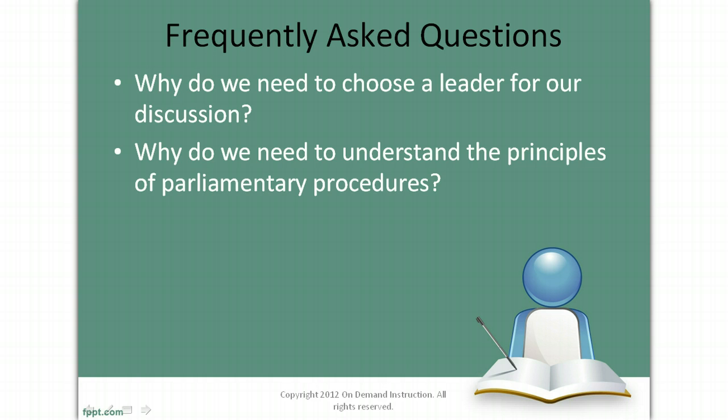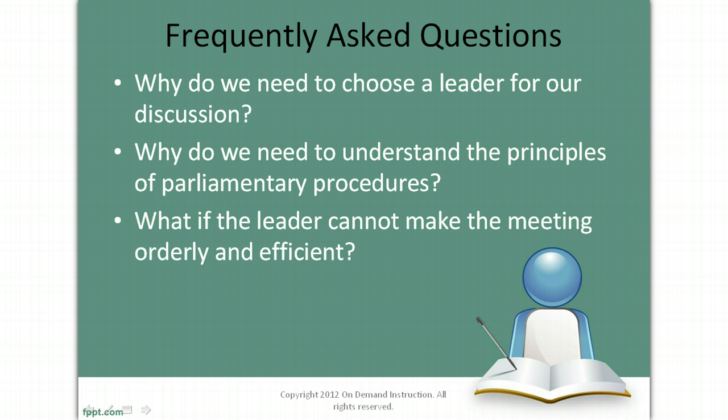It provides rules by the majority, while at the same time guarantees the right of the minority. These principles guarantee the meeting will be conducted in an orderly and efficient manner by providing rules that must be followed by everyone attending the meeting. What if the leader cannot make the meeting orderly and efficient? A leader presides over a meeting. If a leader cannot perform his duties, members can make consensus with the leader on voting for another member for leadership to fulfill tasks that he or she cannot do.